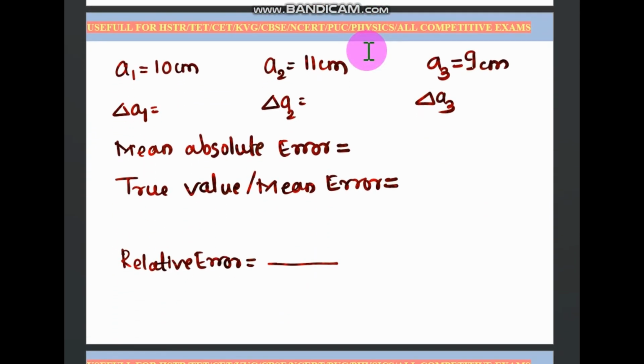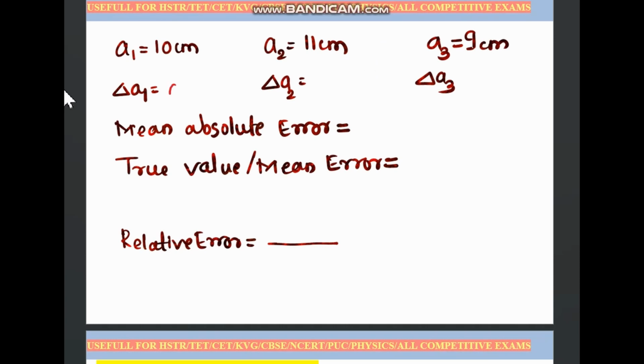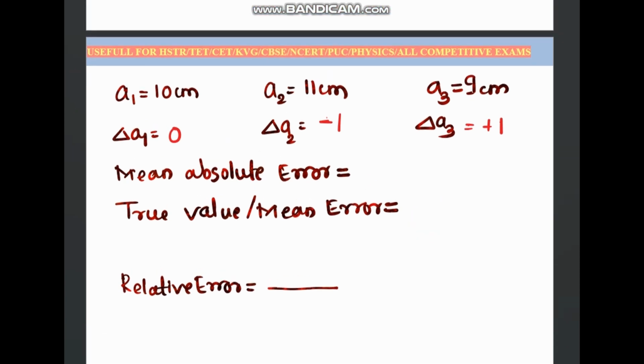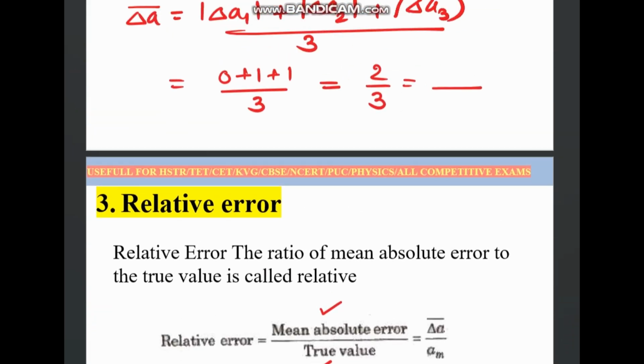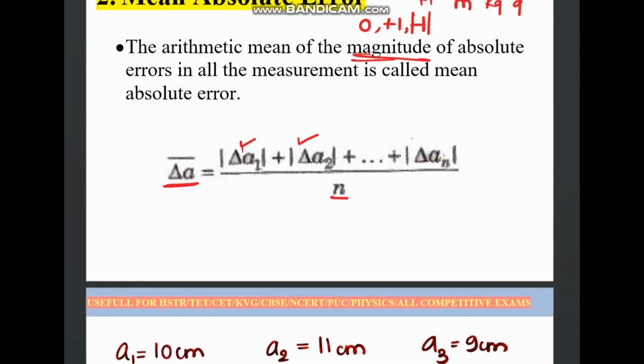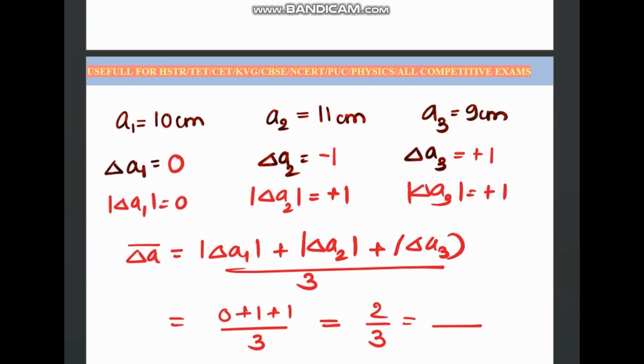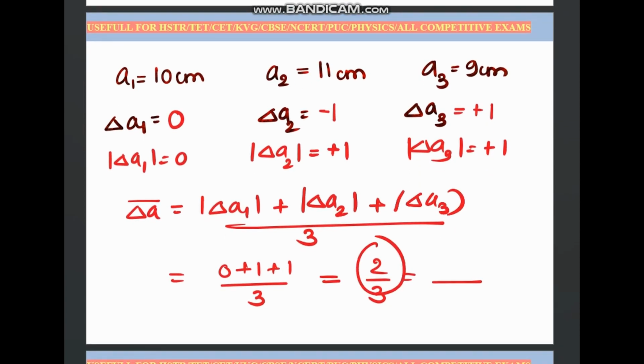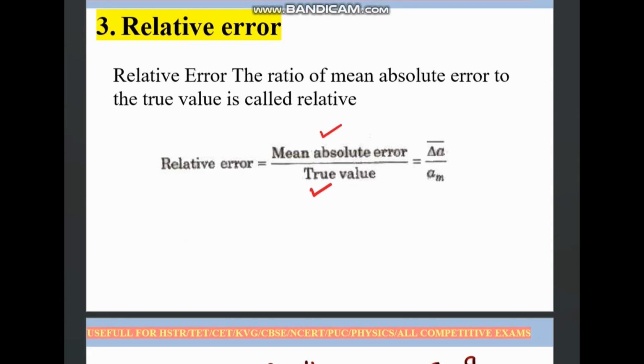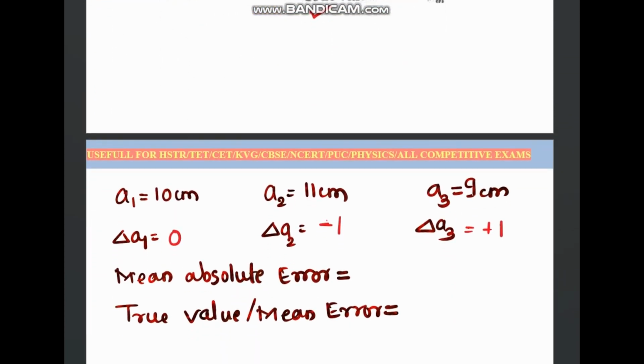So I will discuss this with the same example. Delta A1 we got as 0, delta A2 as minus 1, delta A3 as plus 1. Mean absolute error, we got mean absolute error. Just check it out. What is mean absolute error? See here. Mean absolute error, we got it as 2 by 3. So I will take mean absolute error as 2 by 3 and true value or mean, in that case, we got in the first case as 10 centimeter.